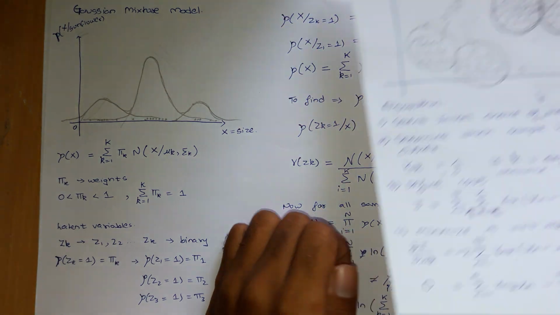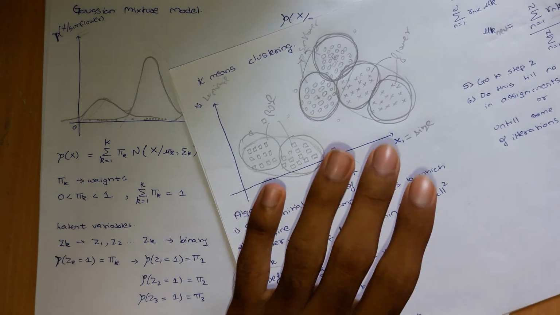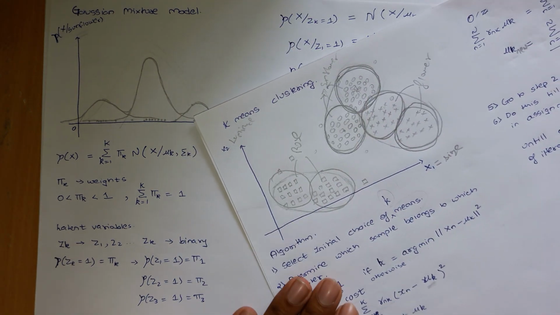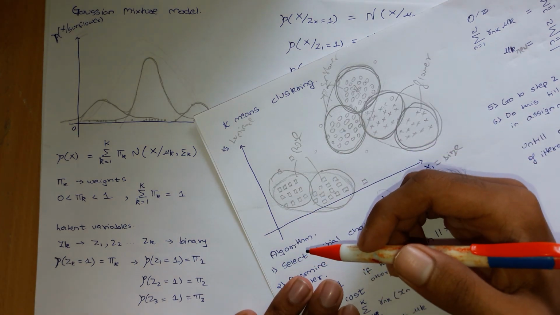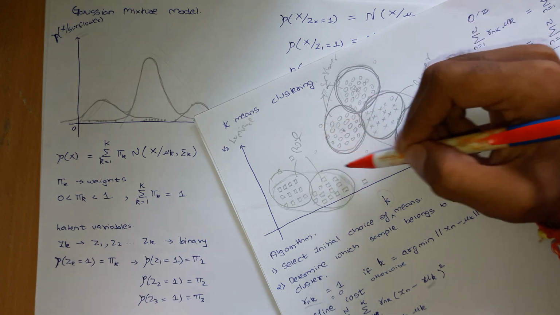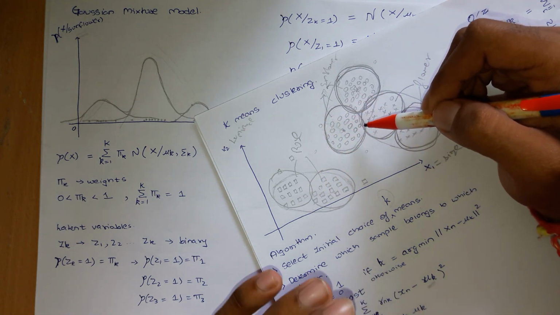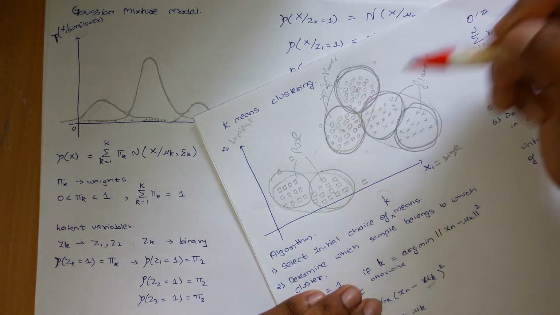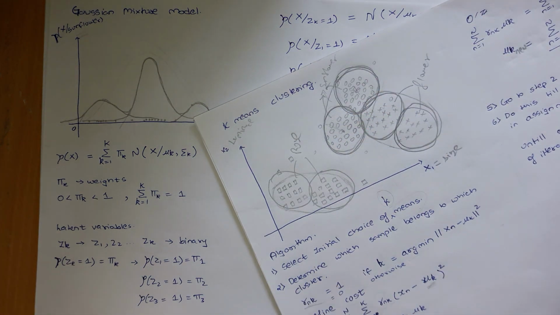This is very similar to k-means. In fact, k-means is just a special case of the Gaussian mixture model, where in k-means we just find the mean and basically ignore the variance. We just see which is closer to which, and you take that. You just ignore the variance.